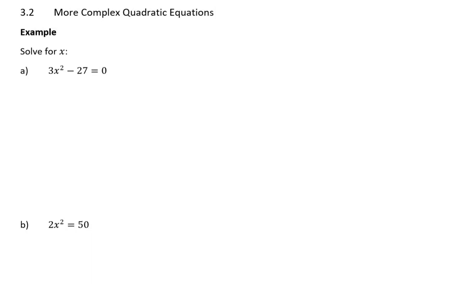So let's start. First example says solve for x, 3x squared minus 27 equals 0. Let's just remember what our basic steps were. In every single equation that you ever do, you should first ask yourself, am I working with a linear equation? What are linear equations again? Linear equations have just plain x in them. Or am I working with a quadratic equation, which has x squared?